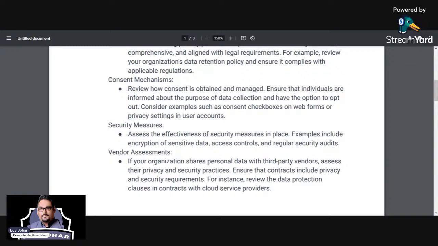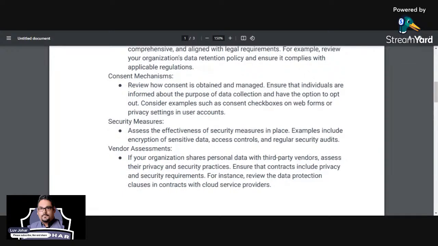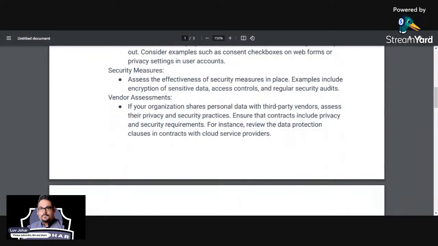Okay, so after that, you have to understand some security measures. You have to understand and assess the effectiveness of security measures in place. You might have to encrypt the personal data that you have, and you might have to include access controls to make sure only authorized users have access to that personal information, as well as performing regular security audits, which is very important.